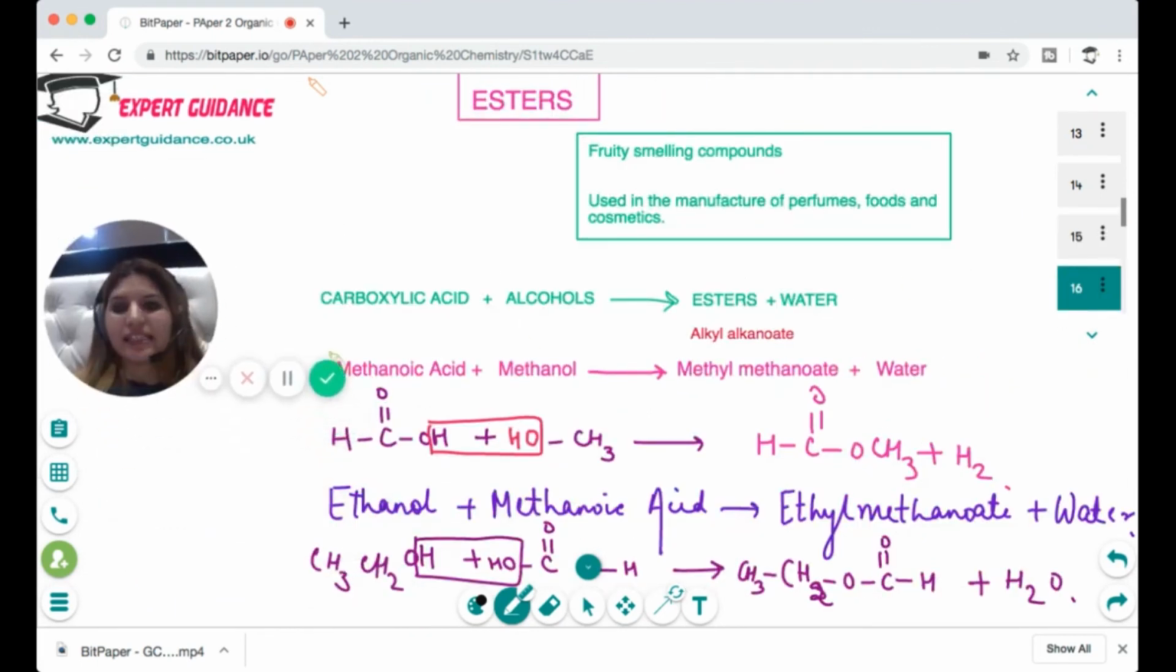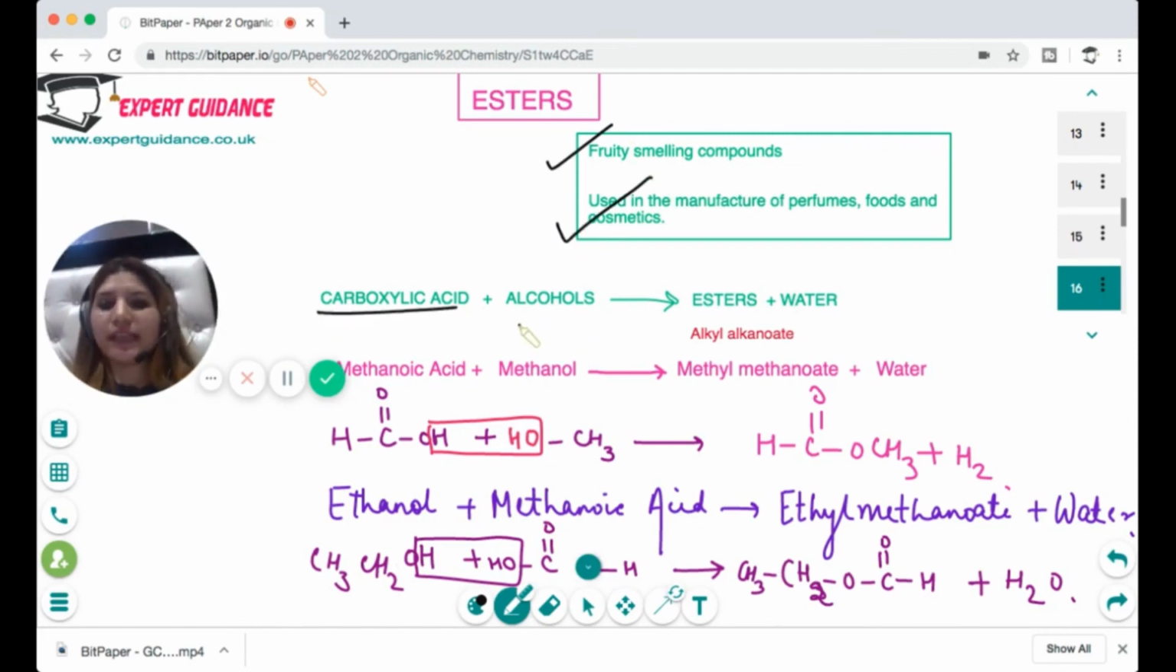Next are esters. Esters are the last functional group you need to know. They're the fruity smelling compounds which are used in the manufacture of perfume, foods, and cosmetics. They are formed by the reaction of carboxylic acid and alcohol to form esters and water. Now, how will you name the ester? Whatever the alcohol is, write its name as yl, and the carboxylic acid as oate.